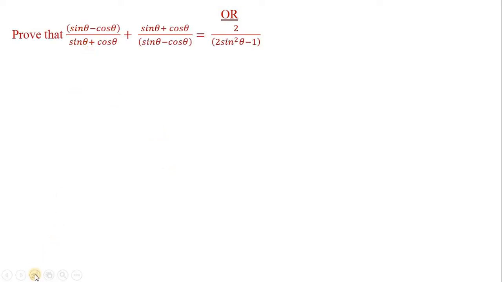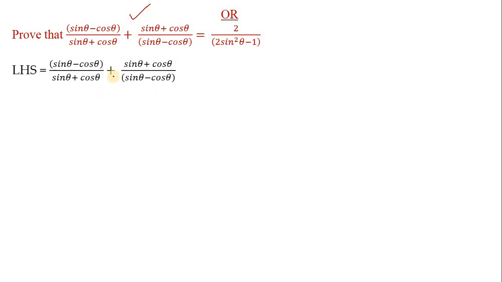Next, let us move on to another problem, children. We have an option question for this. Prove that (sin theta minus cos theta) by (sin theta plus cos theta) plus (sin theta plus cos theta) by (sin theta minus cos theta) equals 2 by (2 sin squared theta minus 1). As I said, in this kind of problem, which side is not simplified? This side is not simplified. Hence consider that LHS. And now what can we do? We can find the LCM and simplify.